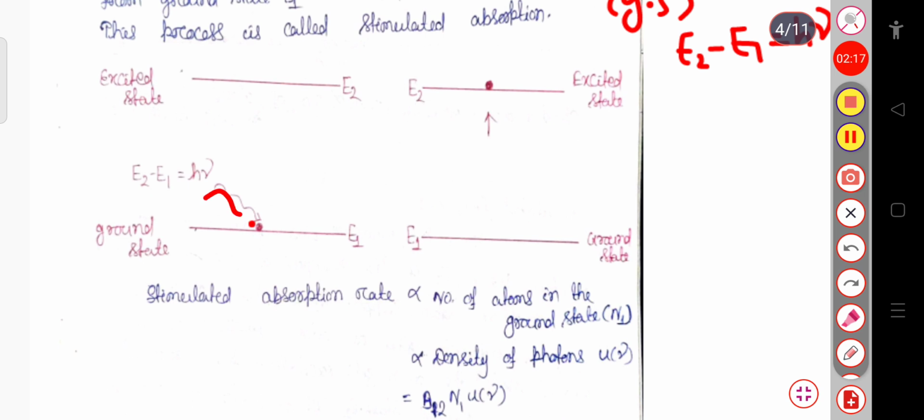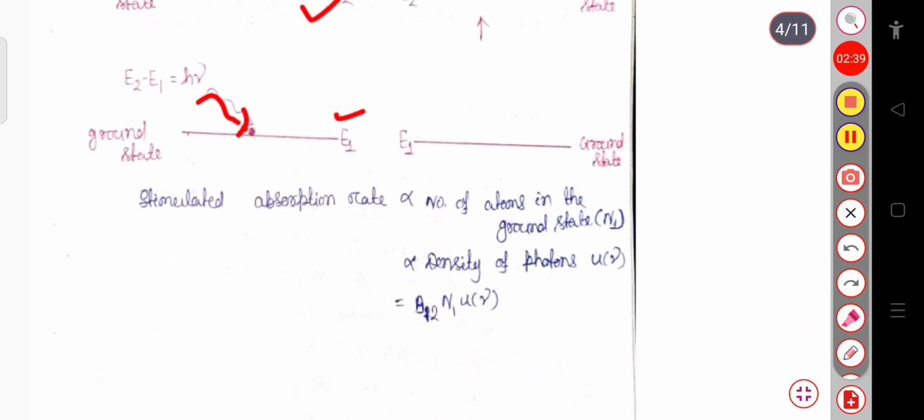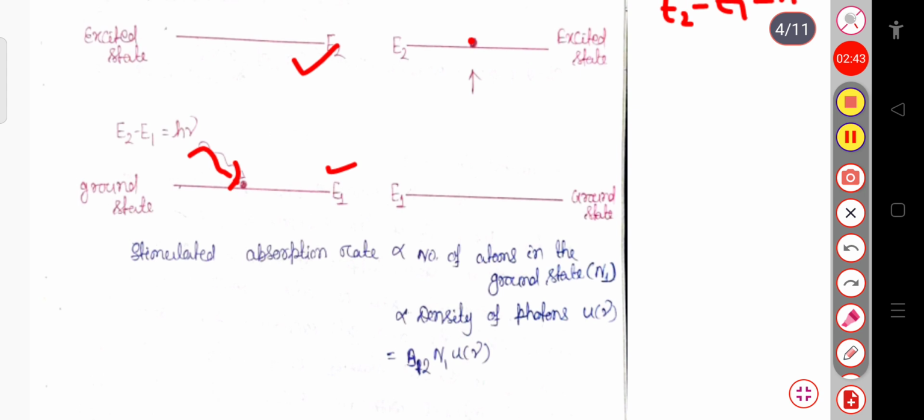Since the energy difference between the two states is h nu, by getting this amount of energy h nu, the atom will go to the excited state E2. This process is called the stimulated absorption. Here you can see that the stimulated absorption rate is directly proportional to the number of atoms present in the ground state.